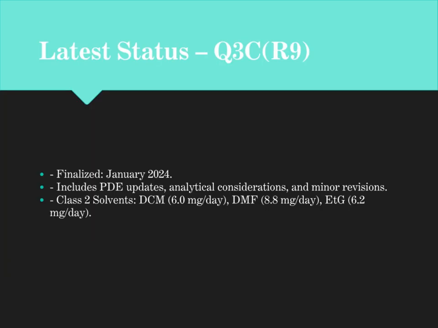Q3C, R9, was finalized in January 2024. It includes clarified guidance in Section 3.4 on volatility impacts during analysis, reinforcement that analytical methods must capture low boiling solvents efficiently. No major PDE changes, but a revalidation of data confirmed current limits. DMF, 8.8 milligrams per day. DCM, 6.0 milligrams per day. ICH, 6.2 milligrams per day. The document also consolidates monographs in appendices 2 to 6, which will be reorganized under R10.